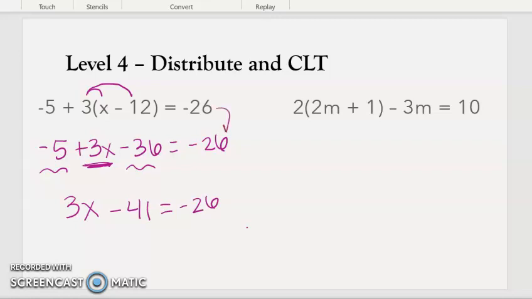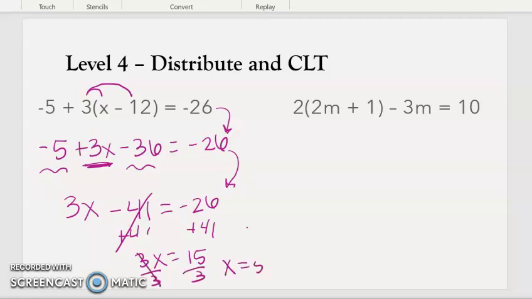So step 1 was we distributed, step 2 we combine like terms, and then now we're back to an easier equation. So we add the 41 on both sides to make that go away. I have 3x equals -26 plus 41 would be a +15. Again, use your calculators. It's fine. -26 plus 41. I would project that for you on this screen, but I don't have a calculator on this computer. So then we divide by 3. And 15 divided by 3 is 5.